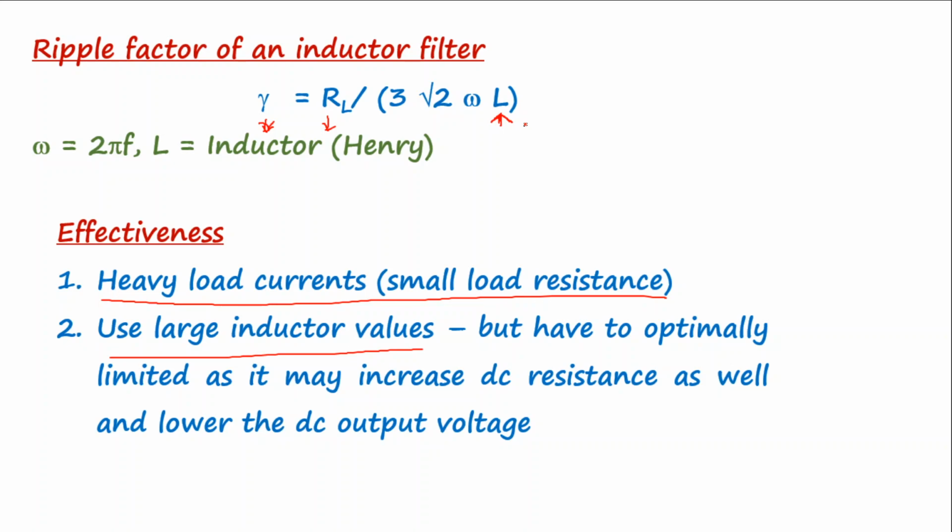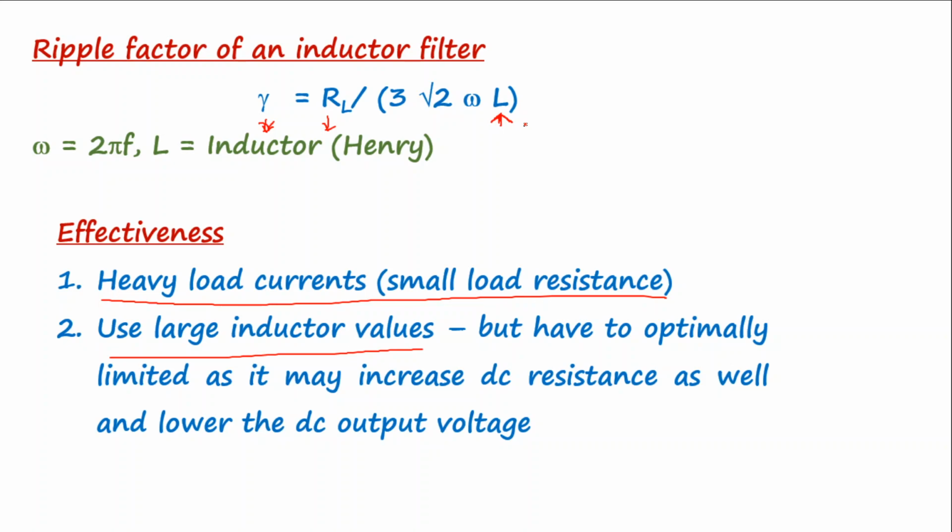So finally, for an inductor filter to work more effectively, it is better to use a small load resistance, or to have high load currents. The second is to have larger inductor values, but we have to be careful, because a larger inductor value may increase the DC resistance of the coil and lower the DC output voltage. So we have to optimally design the inductor value so that the ripple factor is lowered and the DC output voltage is still significant, as you expect. These are all about the inductor filter.